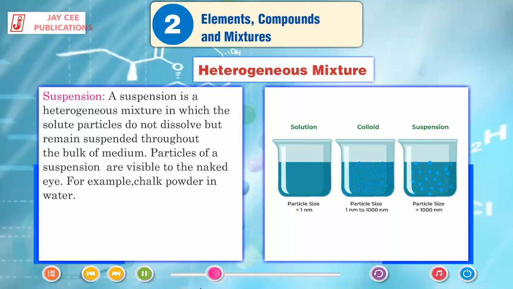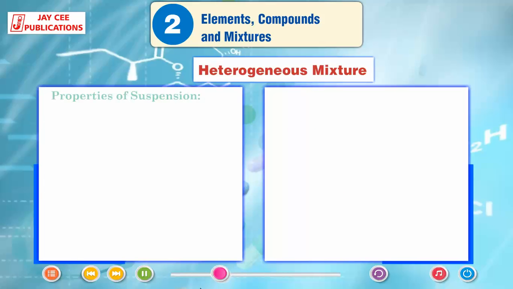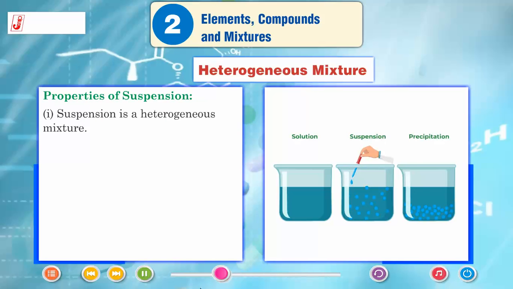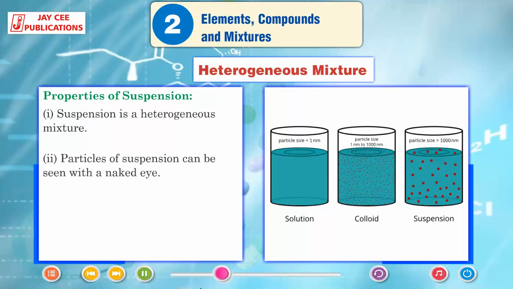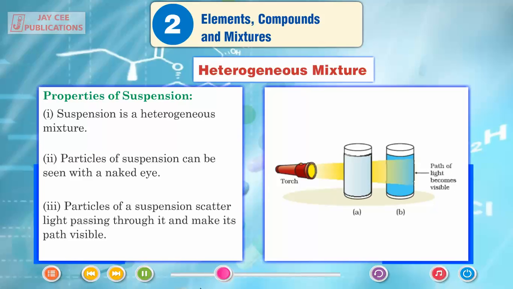Suspension. A suspension is a heterogeneous mixture in which the solute particles do not dissolve but remain suspended throughout the bulk of medium. Particles of a suspension are visible to the naked eye, for example, chalk powder in water. Properties of suspension. Suspension is a heterogeneous mixture. Particles of suspension can be seen with the naked eye. Particles of a suspension scatter light passing through it and make its path visible.